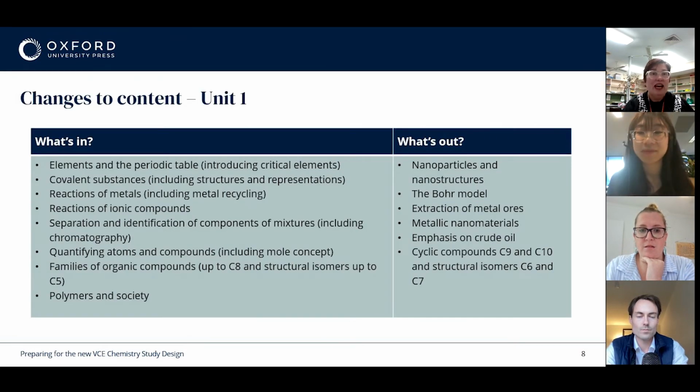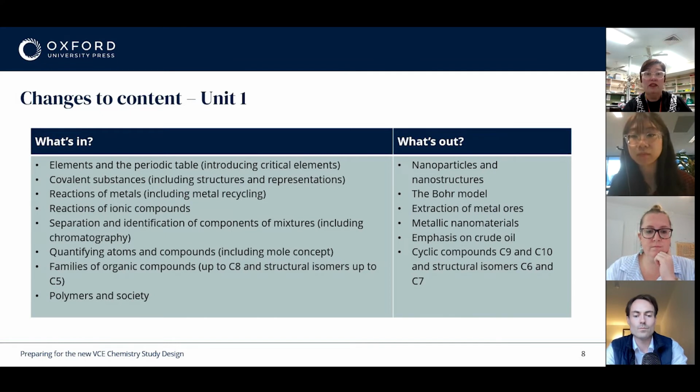So for Unit 1, what's in, we still have the elements in the periodic table, but we're introducing critical elements to this section. We've also still got covalent substances, including structures and representations. We've got reactions of metals, including metal recycling, which is a new element to that section. Reactions of ionic compounds remain mostly the same, but it also includes a bit about how precipitation reactions can remove pollutants from water. We've also got separation and identification of components of mixtures, including chromatography. We've also got the mole concept, or quantifying atoms and compounds.